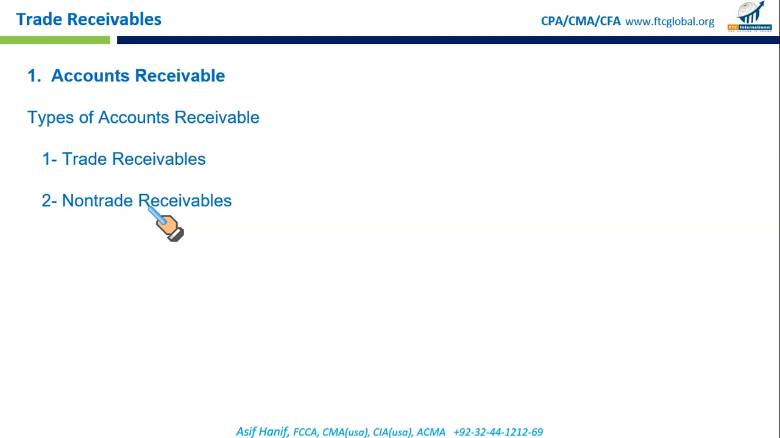And non-trade receivable, these are the amounts owed to the company that do not result from the sale of goods or services, like advances to employees, tax refunds, or amounts from other sources like loans. So they are called non-trade receivable.